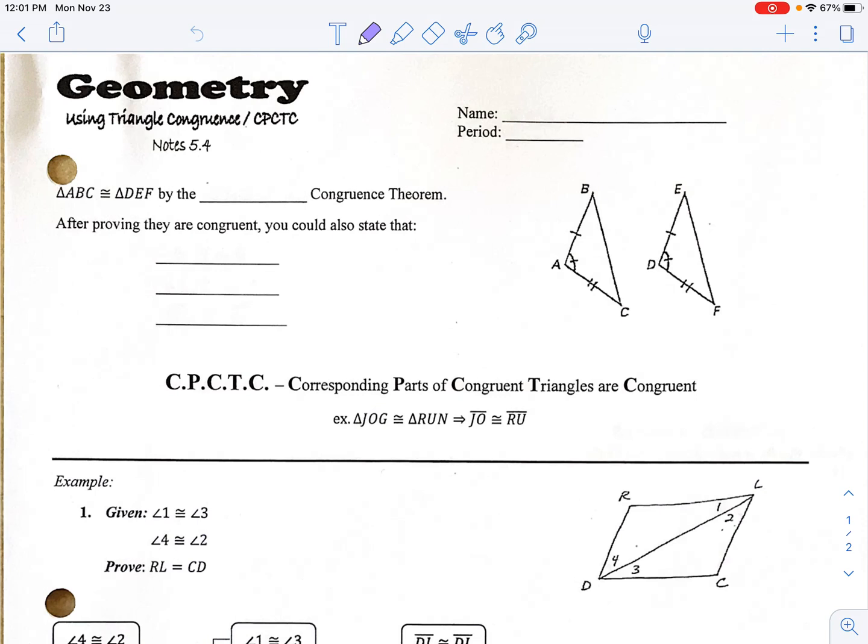Hi everyone, today we're going to be doing 5.4 notes. This is going to be really similar to 5.3 notes when we're doing the triangle proofs. We're just going to add one additional statement now. This is one of the most common proofs you'll see on the OST and kind of one of those common proofs in geometry. So let's get started here.